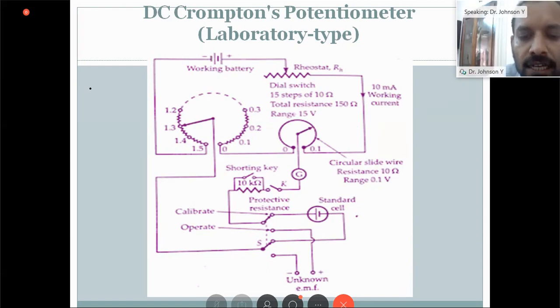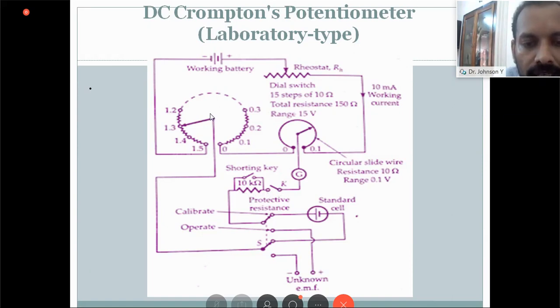Yes, that's actually used for the protection purpose, because in the beginning this galvanometer is very sensitive. Suppose in the beginning the current inflow is very high, then the galvanometer will get some damage. So if it is shorted at that time, it will get damaged. So we use the protective resistance at that time.